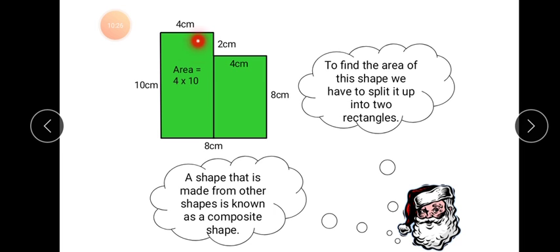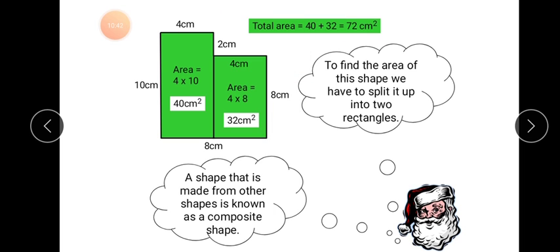So the first rectangle area is 10 into 4, that is 40. The second rectangle area is 4 into 8, that is how much, 32. So finally we can add both these areas to get the area of this whole shape. So total area will be 40 plus 32, that is 72 centimeter square.